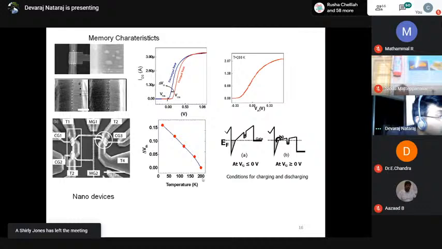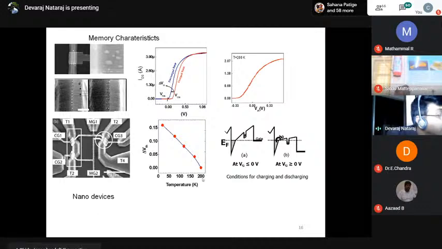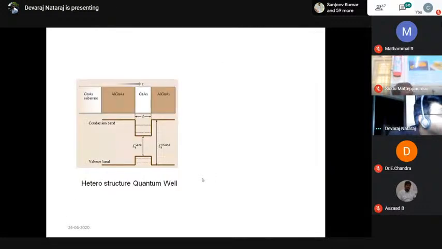If you want a single electron or few electron memory device which can work at room temperature, you have to prepare a material system with high band offsets. The band offset I want to tell is nothing but the conduction band offset. It is the conduction band edge of the gallium arsenide and the conduction band edge of aluminium gallium arsenide. The difference between these two energy levels is known as conduction band offset. It will be very minimal.